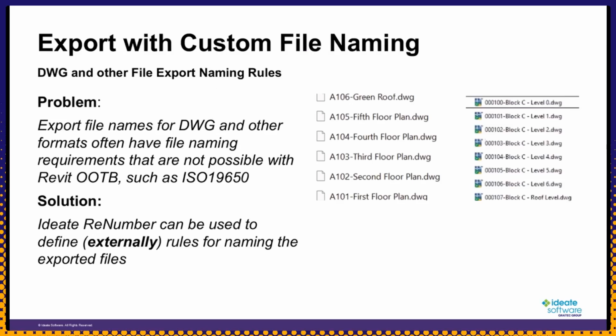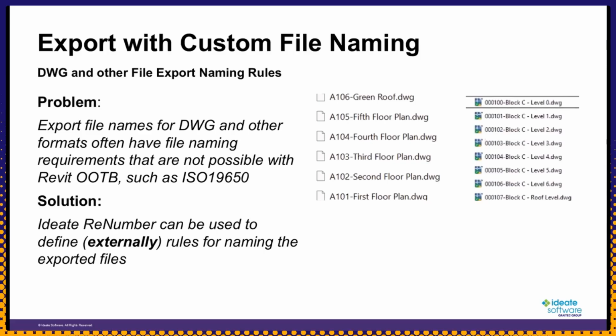One of the new capabilities we're excited to share is custom file naming for exports. When exporting DWG or other formats from Revit, you're limited by the out-of-box naming options. Revit doesn't allow for simple file name standardization, such as using the sheet name and sheet number combination for DWG export. This can be a challenge, especially if your project requires compliance with standards like ISO 19650.